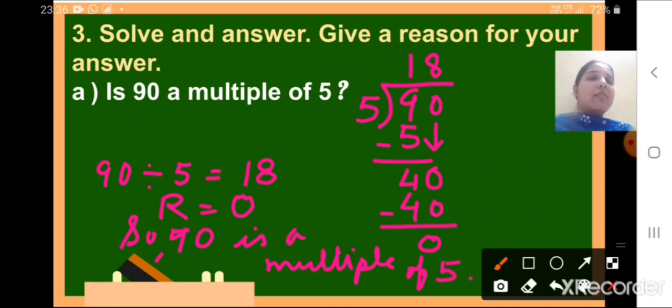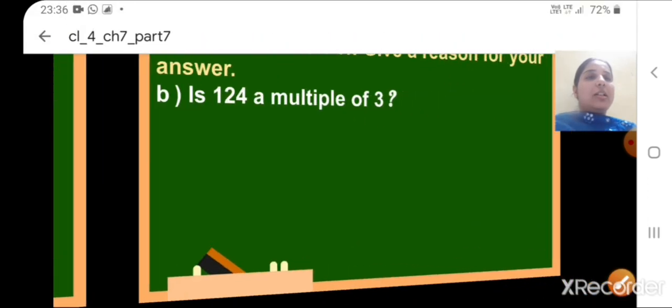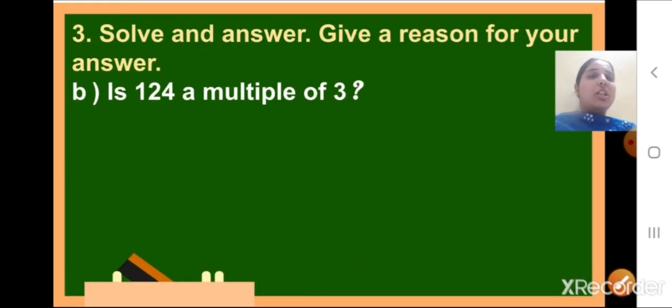Okay. This is your reason, because in the question the reason is also being asked, isn't it? So first you will divide and then you will show that after dividing you get the quotient this and remainder 0. If the remainder is 0, so the given number is a multiple of the smaller number. Okay. Now let's move to the next question.